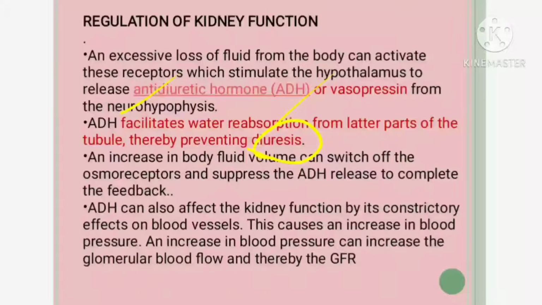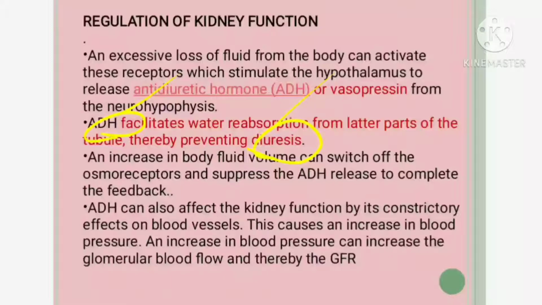An increase in body fluid can switch off the osmoreceptor. After taking much water inside, this ADH should not be produced much. Otherwise what will happen? All the water will be reabsorbed and the urine will become much concentrated. That also will cause some trouble to the kidney, stomach pain and all will be there, isn't it?